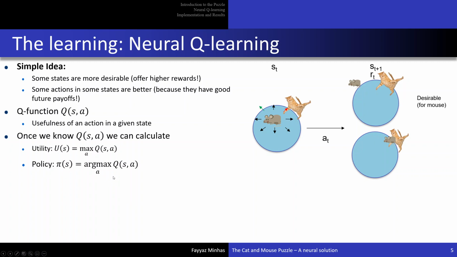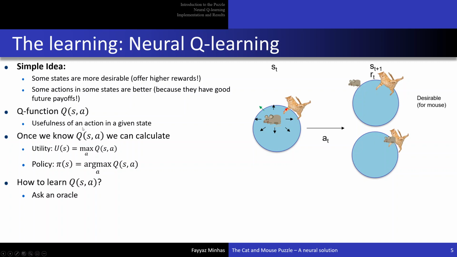And we can also find the policy. Once we know Q(S,A), then the policy is a simple matter of identifying the best action to execute in any given state. So that's a very simple implementation. So finding Q(S,A) is key.